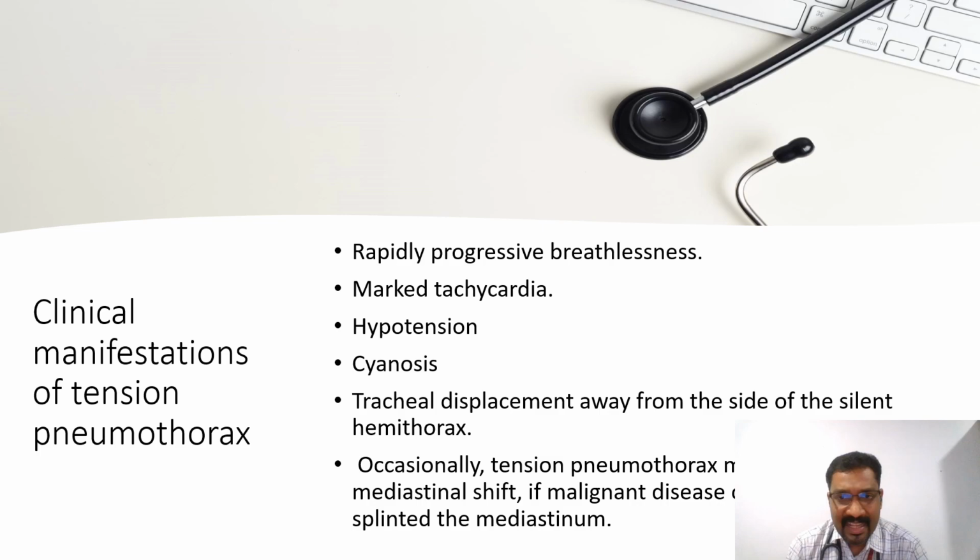I want to once again stress the important clinical manifestations of a tension pneumothorax. It is rapidly progressive breathlessness. It is one of the important causes of acute dyspnea. The patient will have marked tachycardia as well as hypotension. There will be cyanosis revealing a type 1 respiratory failure. There is tracheal displacement away from the side of the silent hemithorax, which shows that the mediastinum is shifted. But occasionally in tension pneumothorax, the mediastinal shift might not be there, especially if there is a malignant process happening on that particular side.